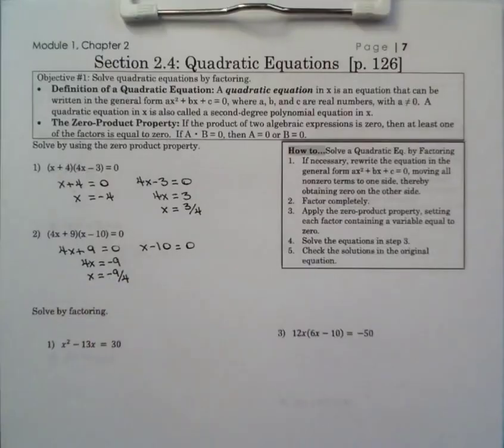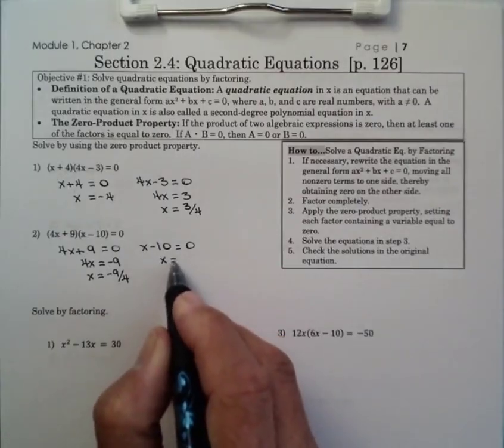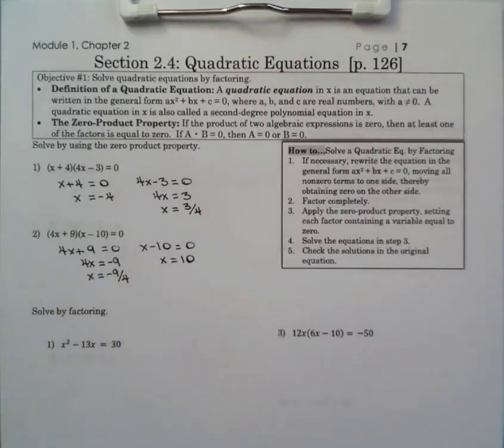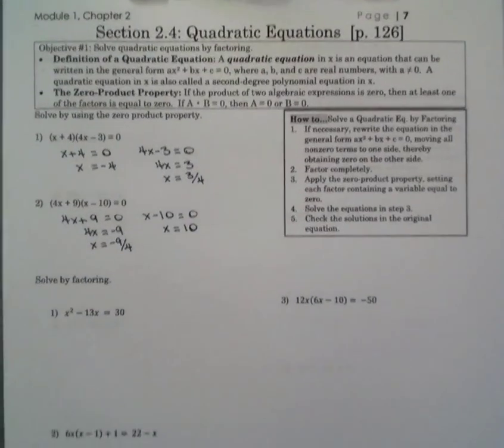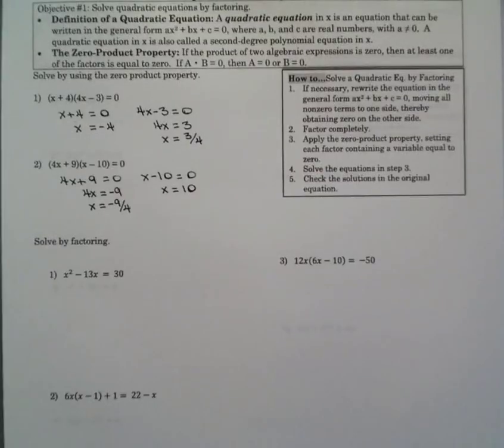So the first solution I find is -9/4. And the second solution is a lot simpler to find. I simply add 10 to both sides, and the second solution is 10. Now, more common, what we find is that the equation that we want to solve has not been factored. That's the example that we're looking at right now.